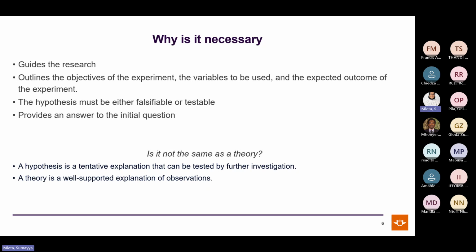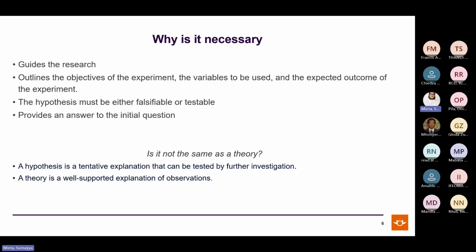The hypothesis will be that map that guides the research and keeps you on track. Because as you progress with the research, there are various deviations that can come in, and that can take you either in the direction of your initial observation or take you in a completely different direction. Okay, so that's why the hypothesis is so important. It also outlines the objectives of the experiment, and what are the variables that you're going to be using and the expected outcome of the experiment?